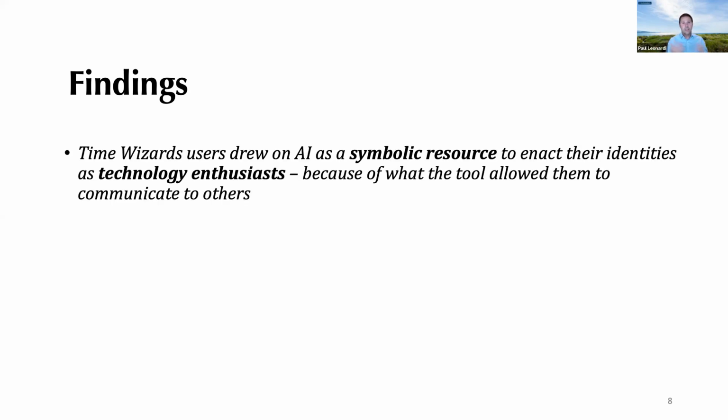So one of the big things that we noticed was that users of both tools, Time Wizards, which was the more anthropomorphized AI, and Smart Hours, which had the more embedded AI, were both interested in adopting the technology as a symbolic resource to enact their identities. But the identities that they looked to enact were slightly different from one another. Because the anthropomorphized AI was very cutting edge and cool looking, many Time Wizards users wanted to adopt this technology as a way of positioning themselves as technology enthusiasts.